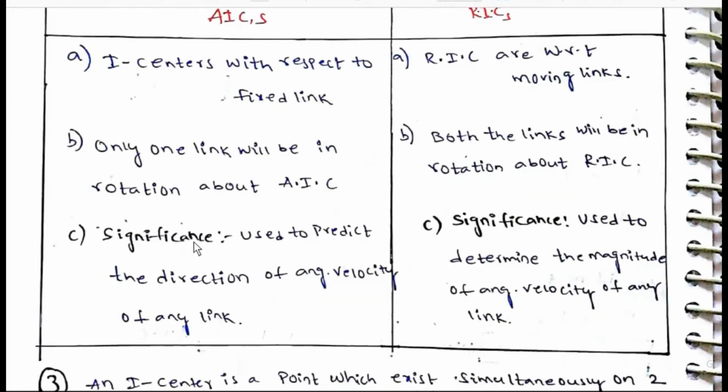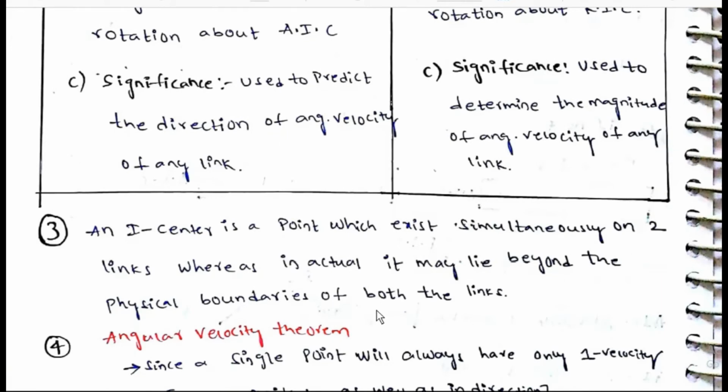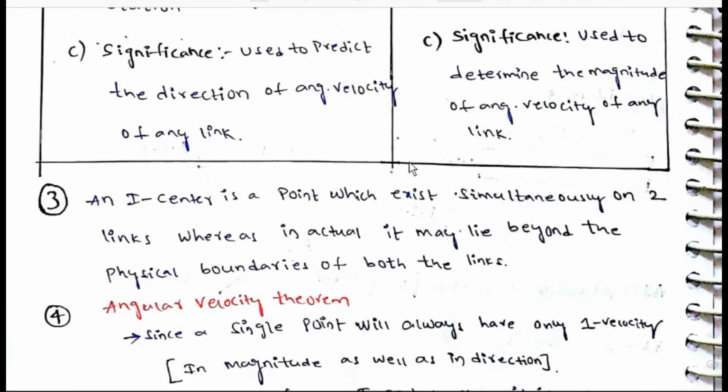Significance of an absolute I-center: use it to predict the direction of angular velocity of any link. Use it to determine the magnitude of velocity and of angular velocity of any link. An I-center is a point which exists simultaneously on two links, whereas in actuality it may lie beyond the physical boundaries of both links.